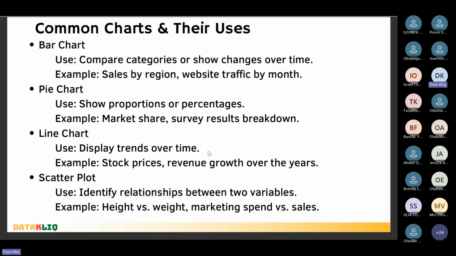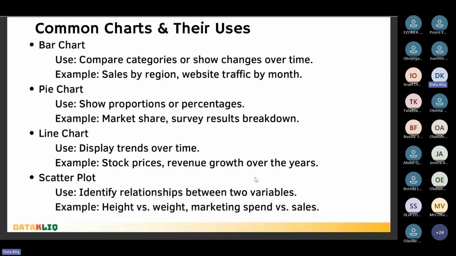Also, we have scatter plots. Scatter plots identify the relationship between two variables, like maybe height and weight. If you want to compare the participants in Datakliq by their height and their weight, we can use a scatter plot. We also have marketing examples, like marketing spend versus sales.